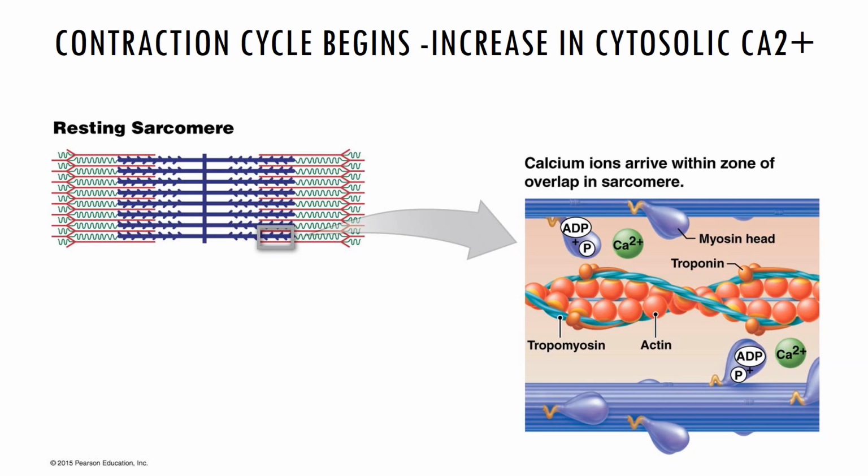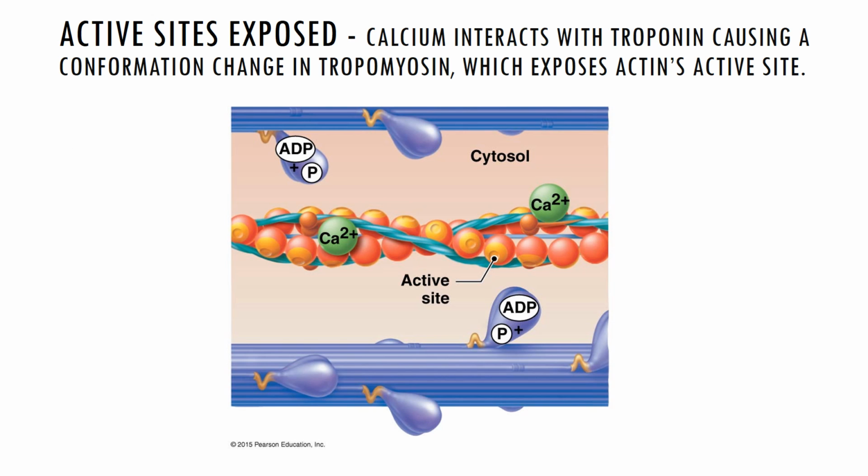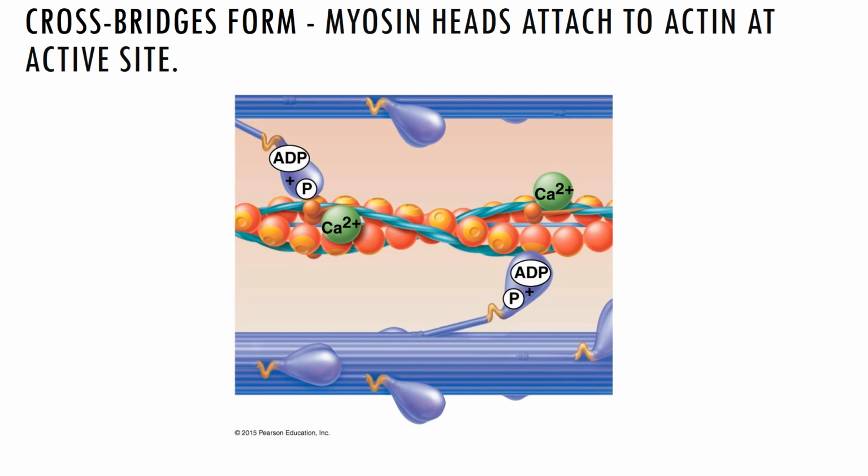So the contraction cycle begins when we have an increase in calcium. The active sites are exposed. Calcium interacts with troponin, causing a conformational change in tropomyosin, exposing actin's active site. The cross-bridge forms. Myosin heads attach to actin at the active site.